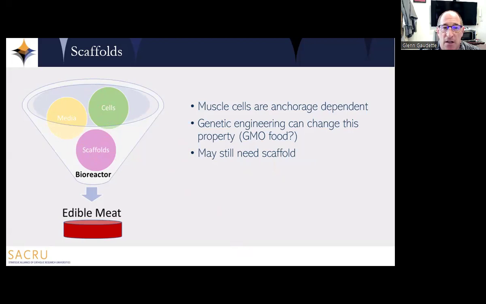Again, we could genetically modify them so they don't need to do this. But then it's a GMO food. And they still may need a scaffold even once they're genetically modified, especially when they begin to proliferate, when they begin to differentiate. We can proliferate them generally when they're not attached. But when we start to differentiate them and turn them into the muscle cells that I showed you a couple slides ago, that's when you generally need a scaffold.